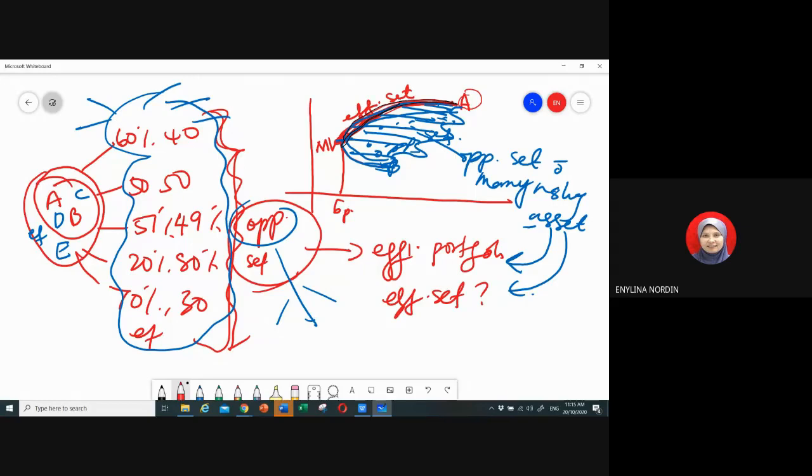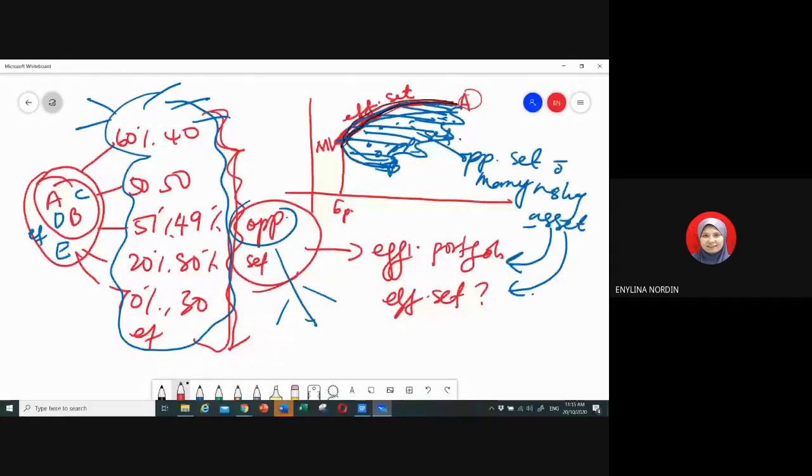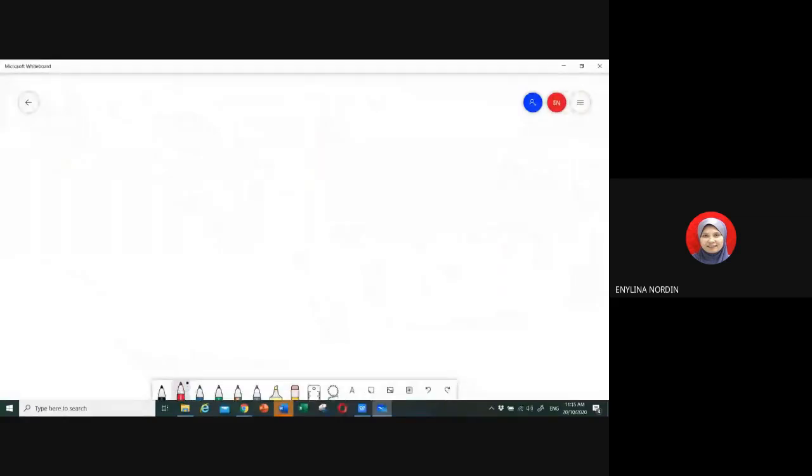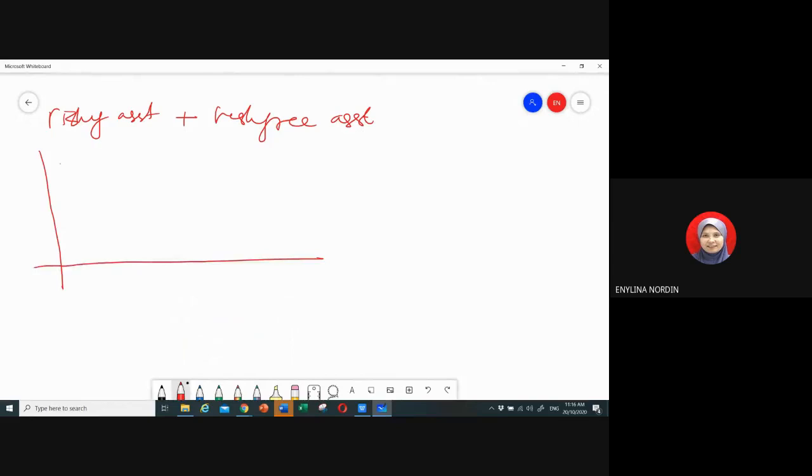Okay, lepas tu investors juga nak combine apa? Boleh juga ada option di mana dia boleh combine risky asset dengan apa? Risk-free asset. Yang menyebabkan bila dia combine risky asset and risk-free asset, okay, risk maknanya zero, standard deviation zero risk. So dia punya line kalau combine ni jadinya.